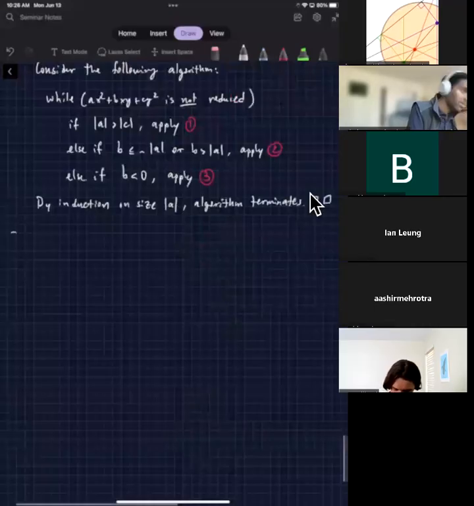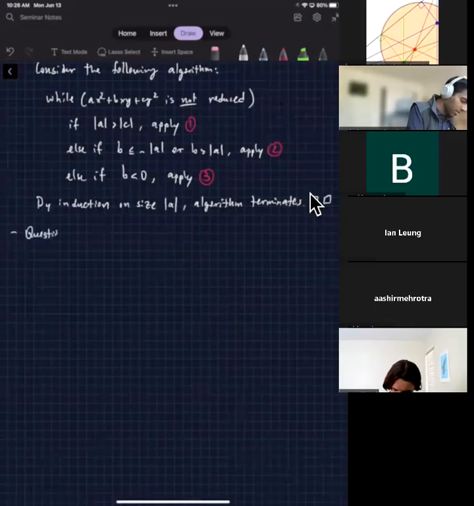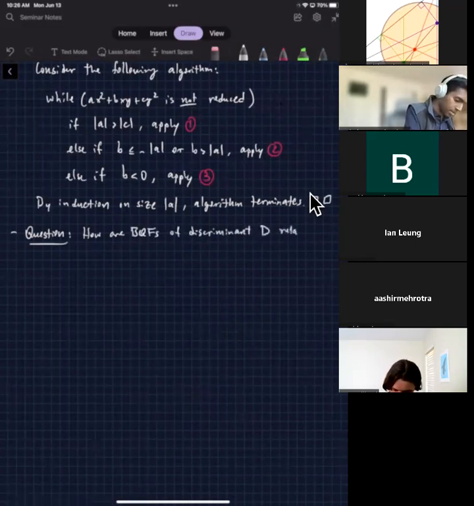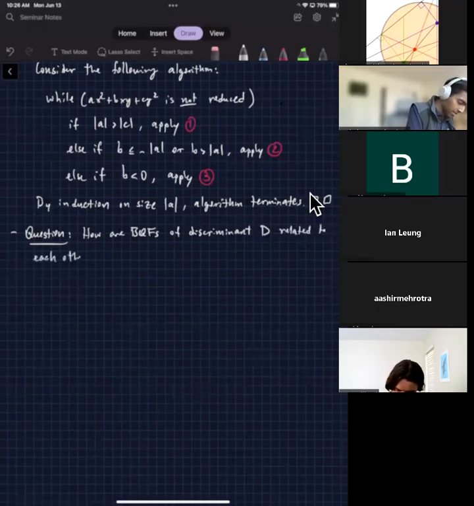Okay. So now I want to talk about the following question. So we've shown that there are finitely many equivalence classes of BQFs of a given discriminant. So the question I want to answer is, how are BQFs of discriminant D related to each other?